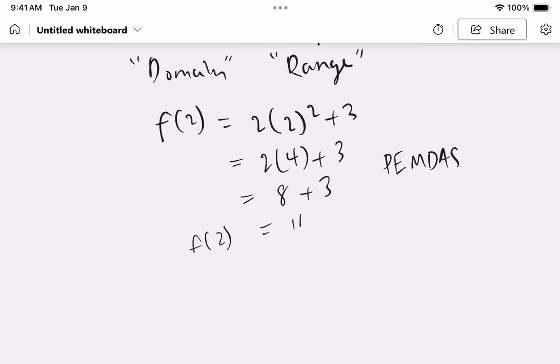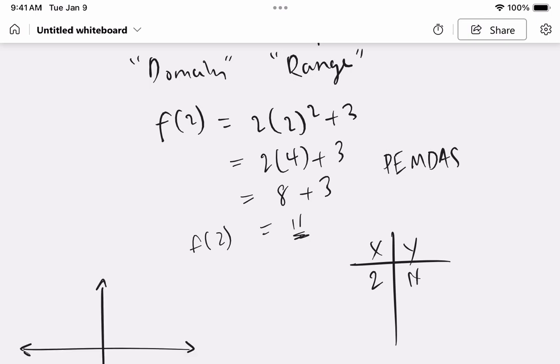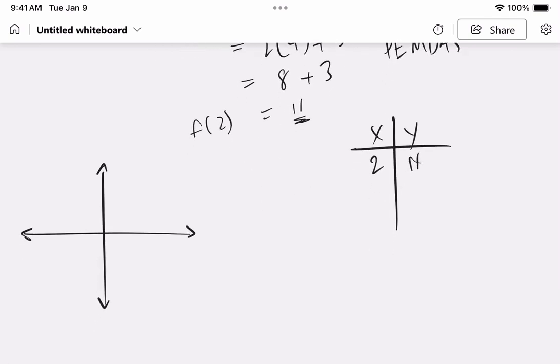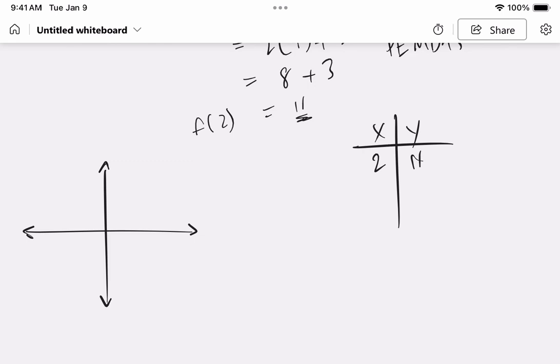All right. So you see I made a little makeshift table. And so remember our x value was 2, and what we came out with was 11. So basically what that means is our x value is 2 and our y value is 11. And we can actually plot this on this graph that I created.